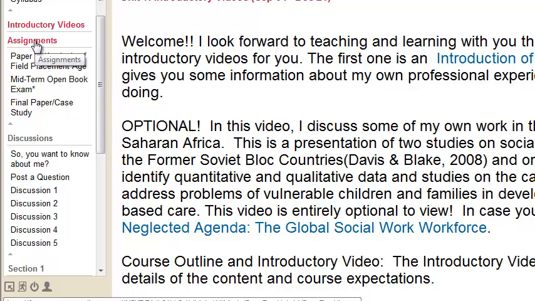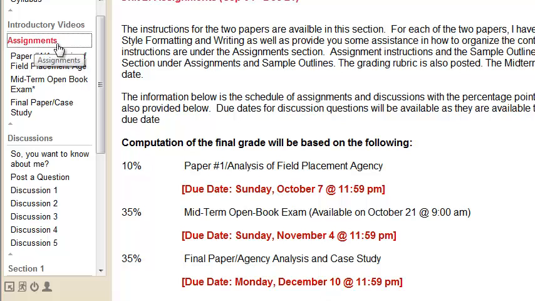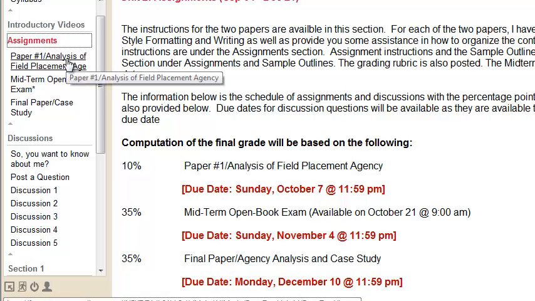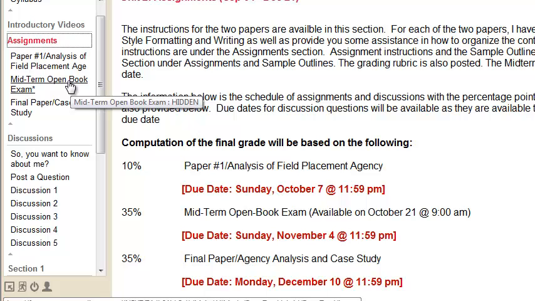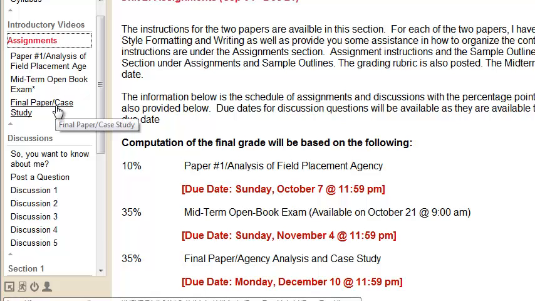Then under assignments, each of the assignments is listed here. There's the paper number 1 with the specific instructions. The midterm open book exam is not available yet, but it will be placed here, as well as in doc sharing, and then your final paper case study.